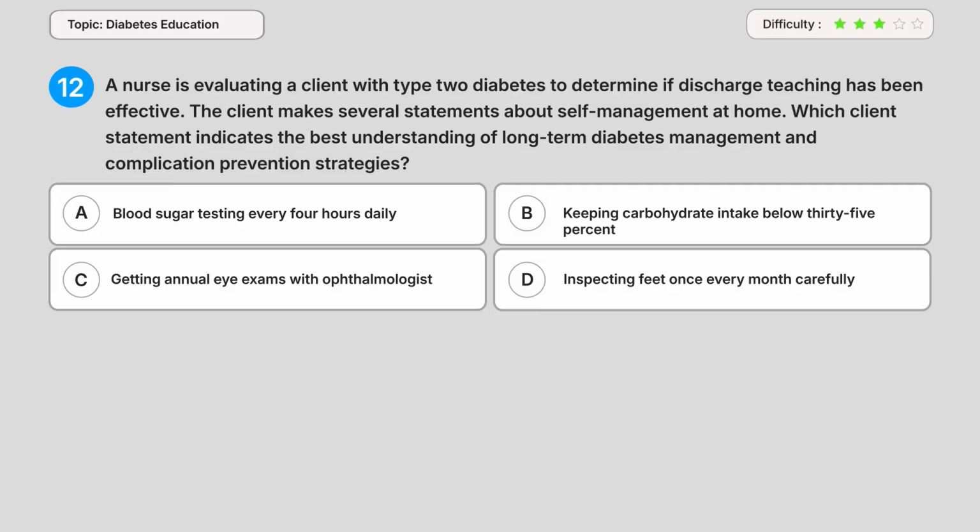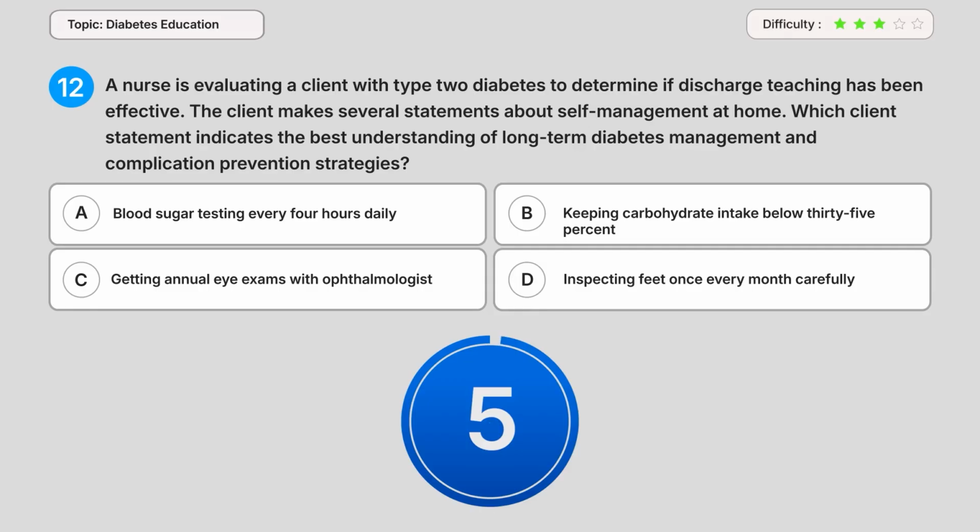A. Blood sugar testing every 4 hours daily. B. Keeping carbohydrate intake below 35%. C. Getting annual eye exams with ophthalmologist. D. Inspecting feet once every month carefully. What do you think is the answer?